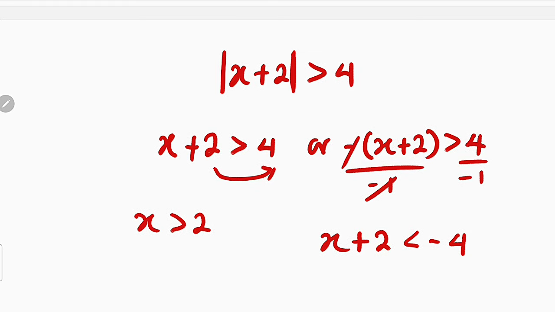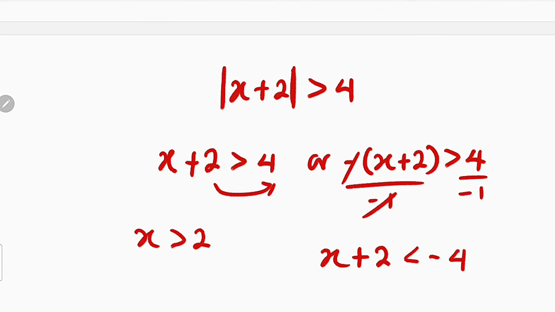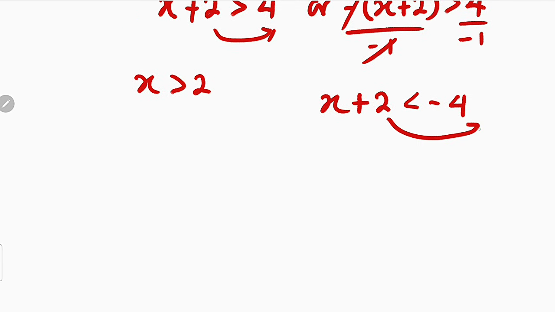So this is where we have these two conditions. Remember, this is the condition: x plus 2 less than negative 4. Then you solve. Taking this one to the other side, it becomes negative. We have x less than negative 4, negative 2 is negative 6. So this is where we have these two solutions.